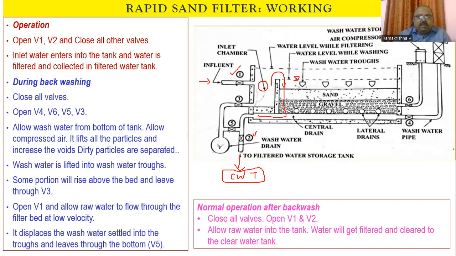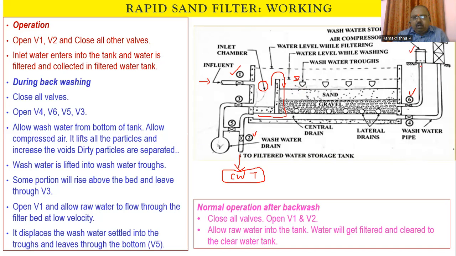So now after some time, what will happen? The particles, whatever are there, get clogged in the voids between the sands. So the voids should be cleared so that only then the water gets filtered. What are you going to do? So we have two utilities here. What are the utilities? This is the air compressor and this is the wash water tank. The air compressor is connected with wall number, this is 6.